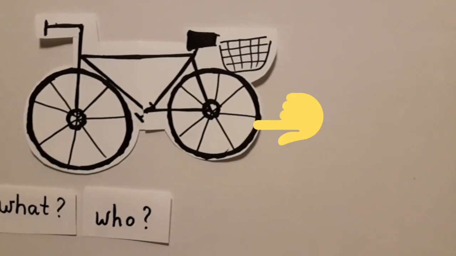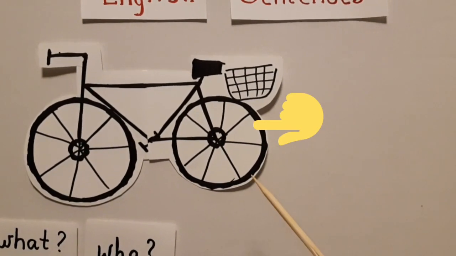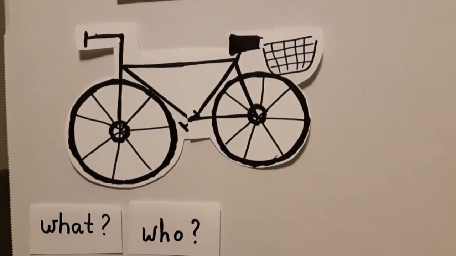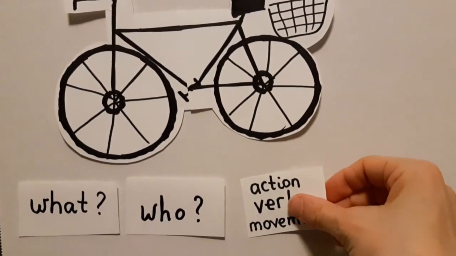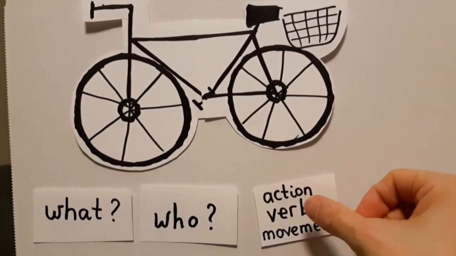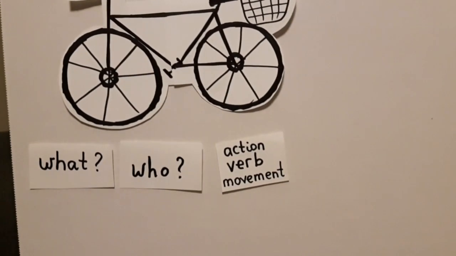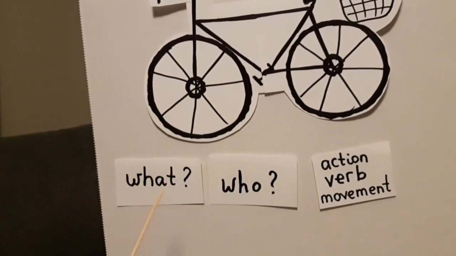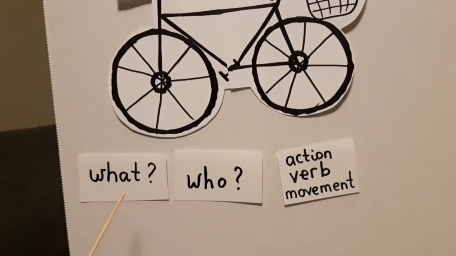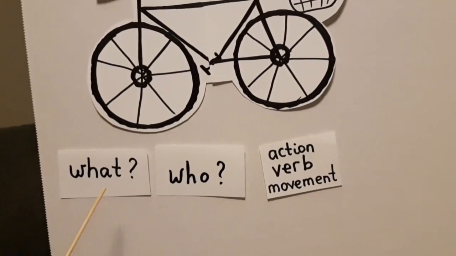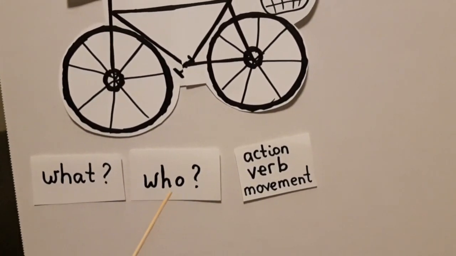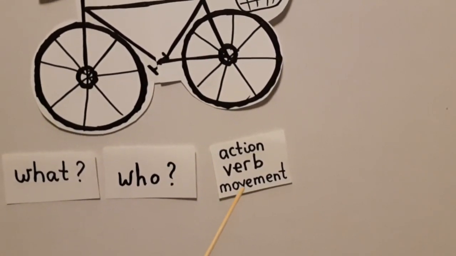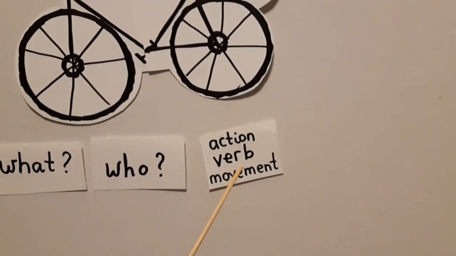For the second wheel, we will have the words that show action. So, first one is the word that answers the question what or who. The second one is for the action word, movement, or we say verb.